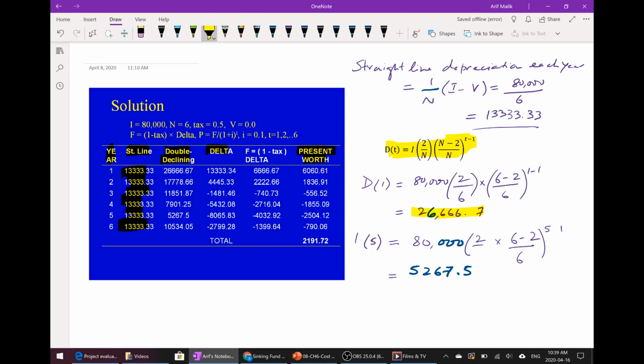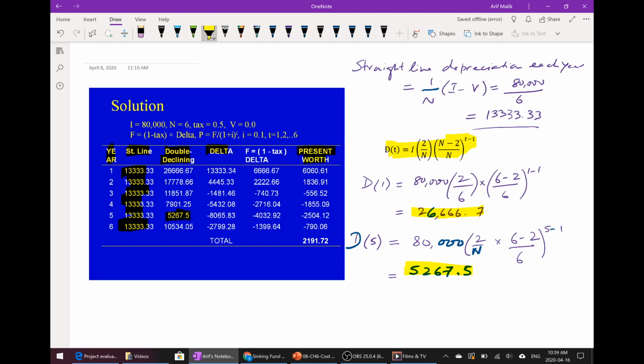I have just done another calculation. We have shown this, let's say D5, and D5 is equal to 80,000, again I, into 2 over N into (6 minus 2 over 6) to the power of 5 minus 1. And when we calculate this, we get this value here, 5267.5, which is here. So this is how the calculations are.